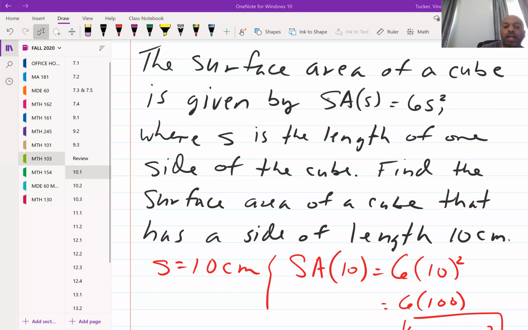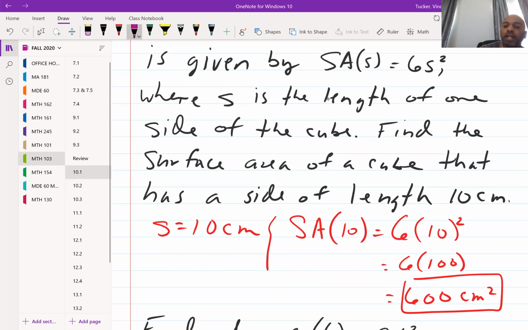So S, your side, is 10 centimeters. So all that means is that we would take 10 and plug it into the function that they gave us. And so that's what I did right here. 6 times 10 squared. 10 squared is 100. And 6 times 100 is 600.